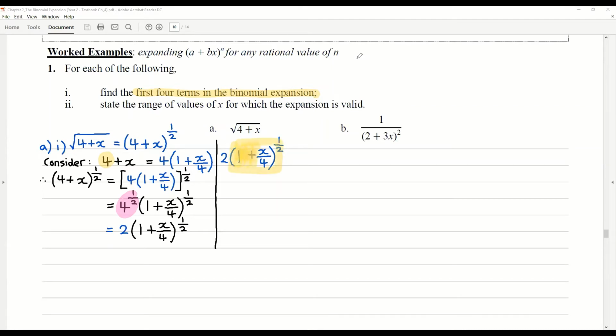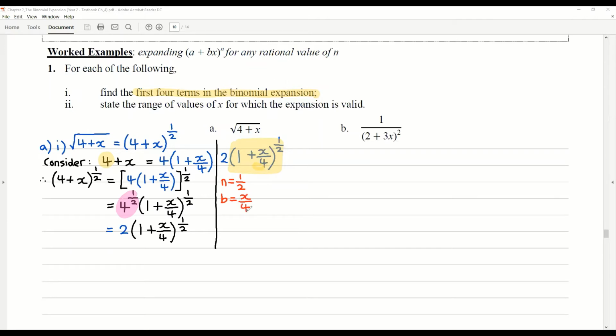We need to write down our n, and we need to write down our b. Well, luckily there won't be any confusion here because the letters are all different. So just jot these down. So n is obviously 1/2. That's the easy bit. And b is going to be x over 4.